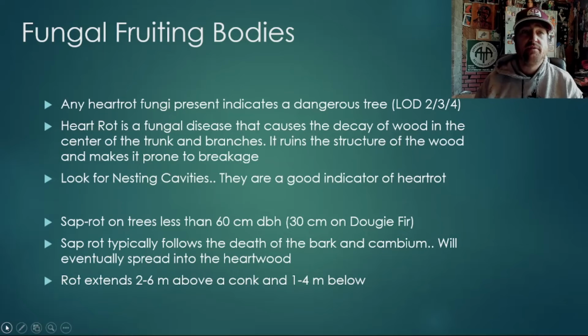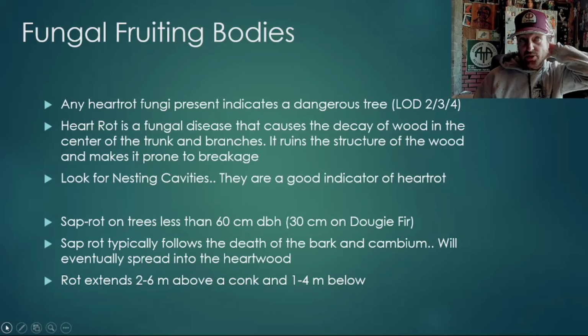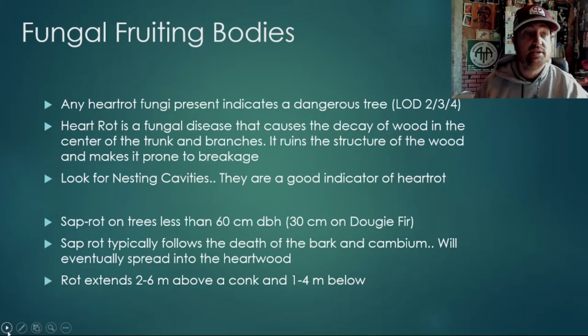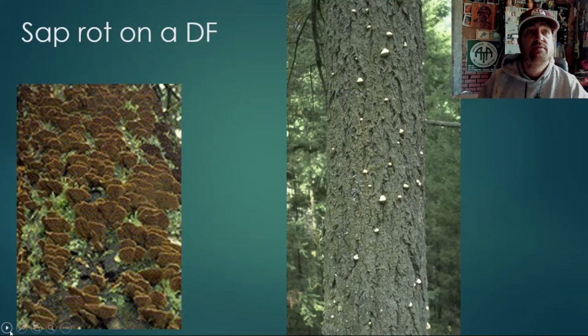Sap rot typically follows the death of the bark and cambium and will eventually spread into the heartwood. So that's the rot. If it stands 2 to 6 meters above a conk and 1 to 4 meters below, those are things you want to really look for. It means it's really taken on. Here's some different sap rots on a Douglas fir.